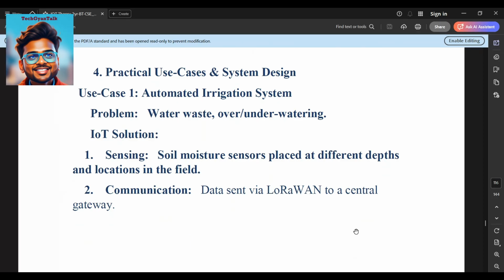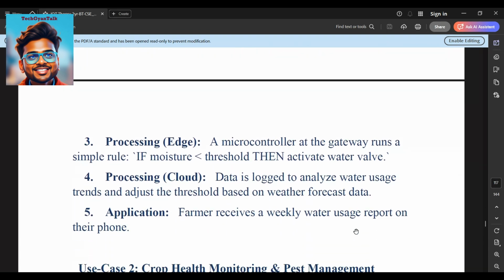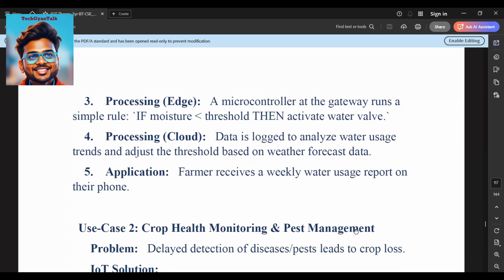The problem is water waste, over or under watering. IoT solution, sensing: soil moisture sensors placed at different depths and locations in the field. Communication: data sent via LoRaWAN to a central gateway. Processing at the edge: a microcontroller at the gateway runs a simple rule, if moisture is less than threshold, then activate the water valve. Processing in the cloud: data is logged to analyze water usage trends and adjust the threshold based on weather forecast data. Application: the farmer receives a weekly water usage report on their phone.